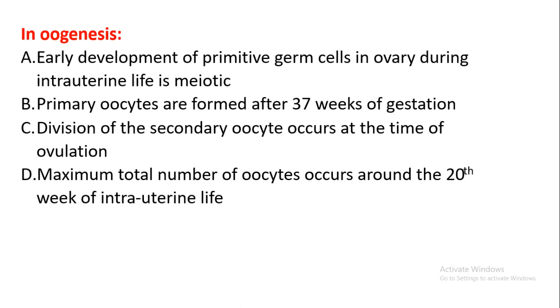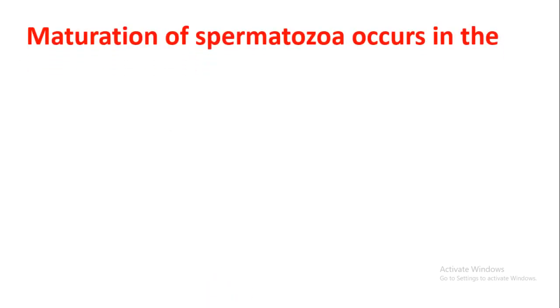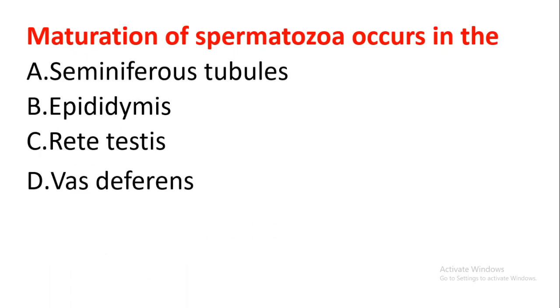Then in oogenesis, one thing we need to understand is that the maximum number of oocytes normally occurs around the 20th week of intrauterine life. Maturation of spermatozoa: when the sperms are being created, they reach a stage where they will need to undergo spermiogenesis. This process of spermiogenesis is when the sperm normally matures, and it takes place in a region called the epididymis. So the answer is just B.